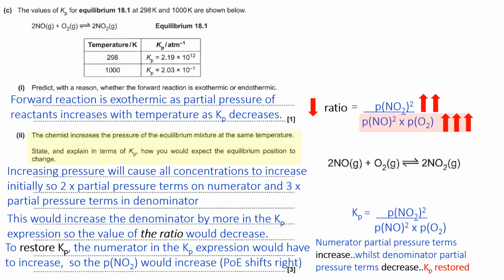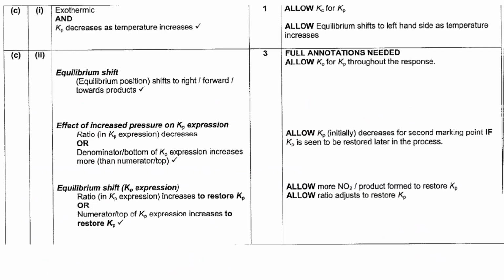So let's have a look at the mark scheme and see what they want. They want us to mention exothermic and Kp decreases, so we got that one. We had to say something about equilibrium shift, which we did. The effect of increased pressure on the Kp expression, and also something about the equilibrium shift in the Kp expression.